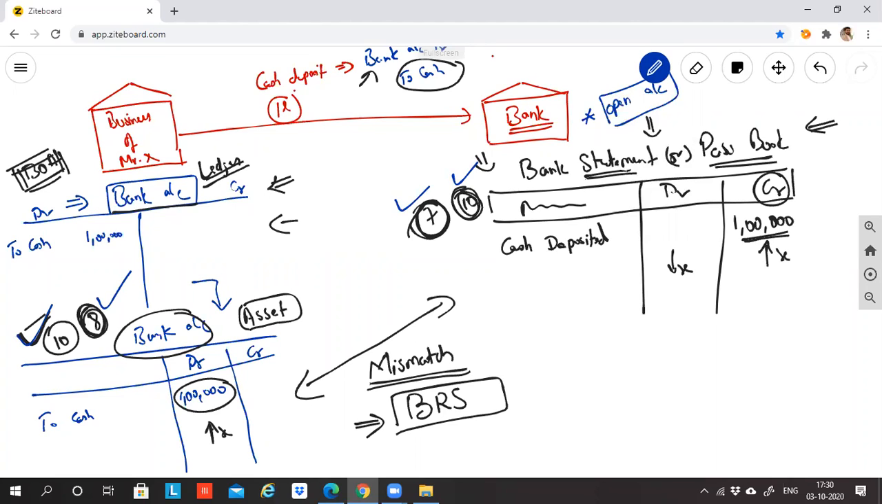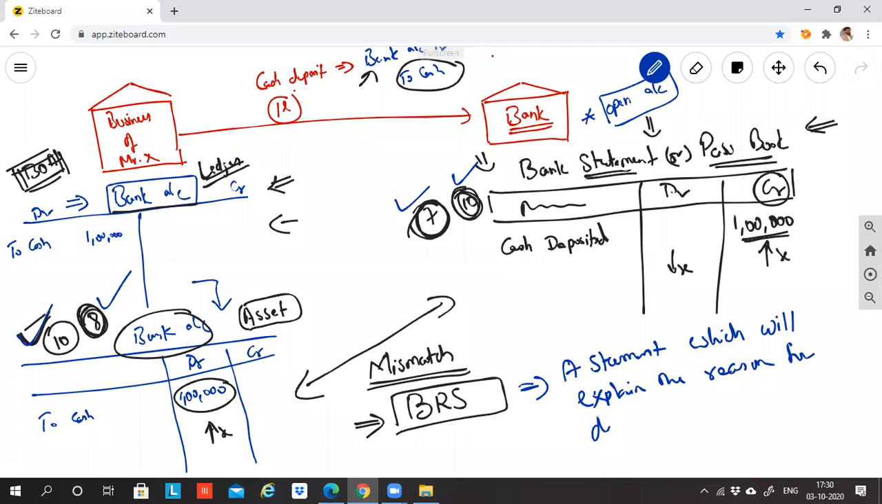To explain the difference, we prepare a BRS. It is basically a statement which will explain the reason for the difference in transaction. For the difference in transaction, what is the reason why this is happening? It will explain the reason behind this, right?